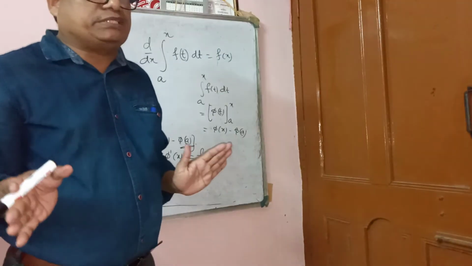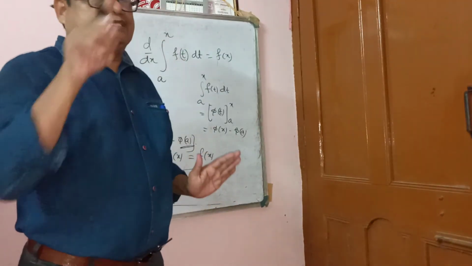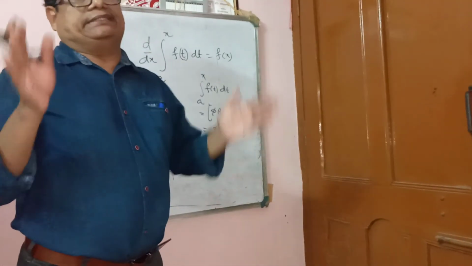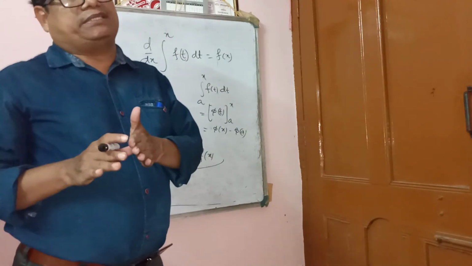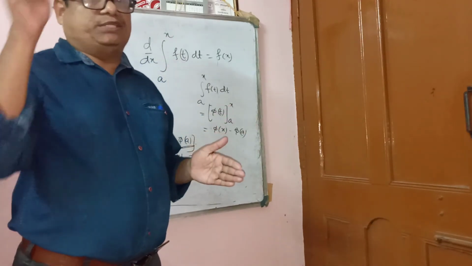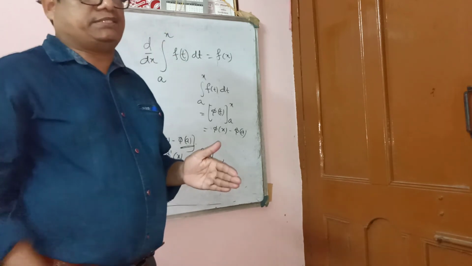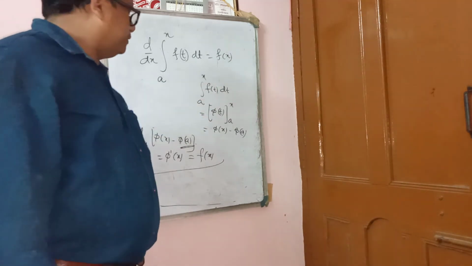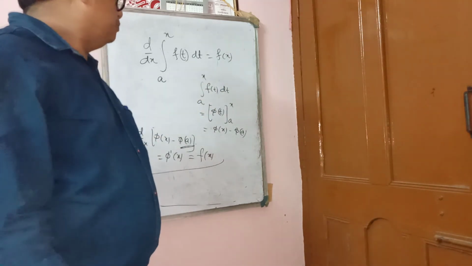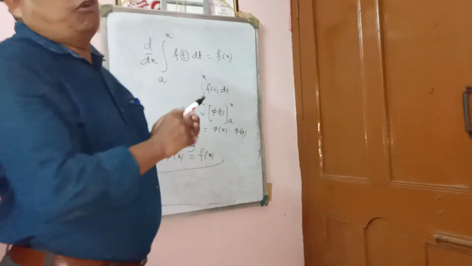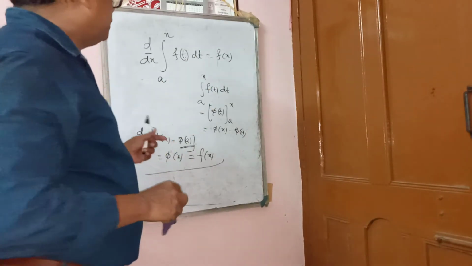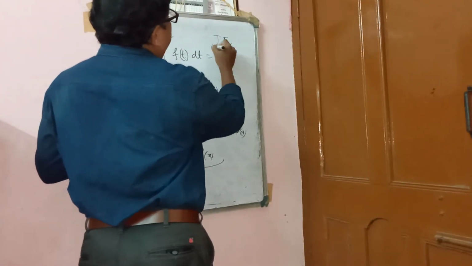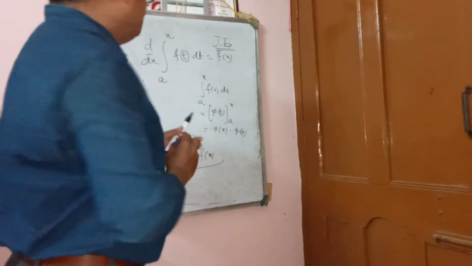Fundamental theorem of integral calculus: if f(x) is a single-valued and continuous function in the finite closed interval [a, b], then there exists a new function phi(x) such that phi dot x equals f(x). Then we get this result. Now remember, this part is only for entrance JEE, not for the board exam. Keep in mind.